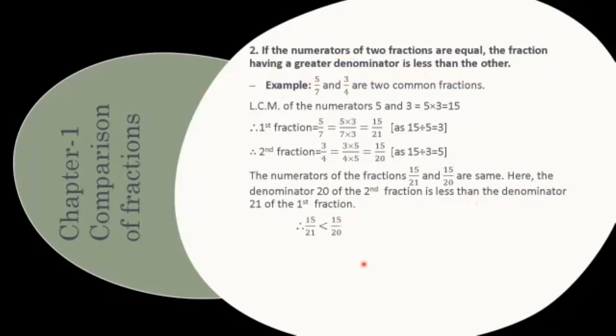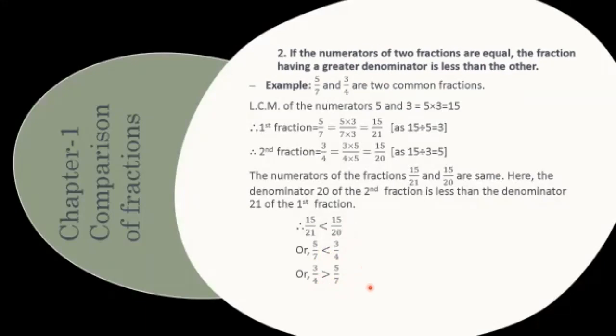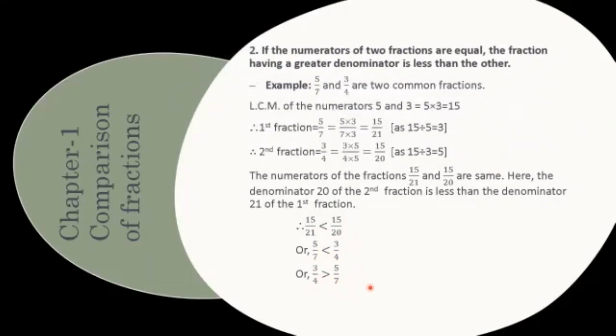So my dear students, now we can write 15 divided by 21 less than 15 divided by 20. Or we can write 5 divided by 7 less than 3 divided by 4. Or we can write 3 divided by 4 greater than 5 divided by 7. So this is the comparison of fractions, my dear, and this is the second method.